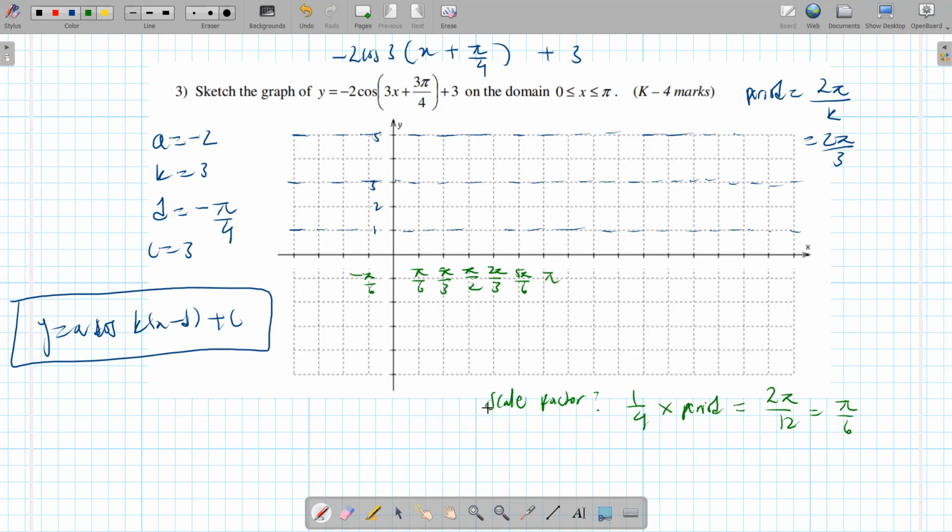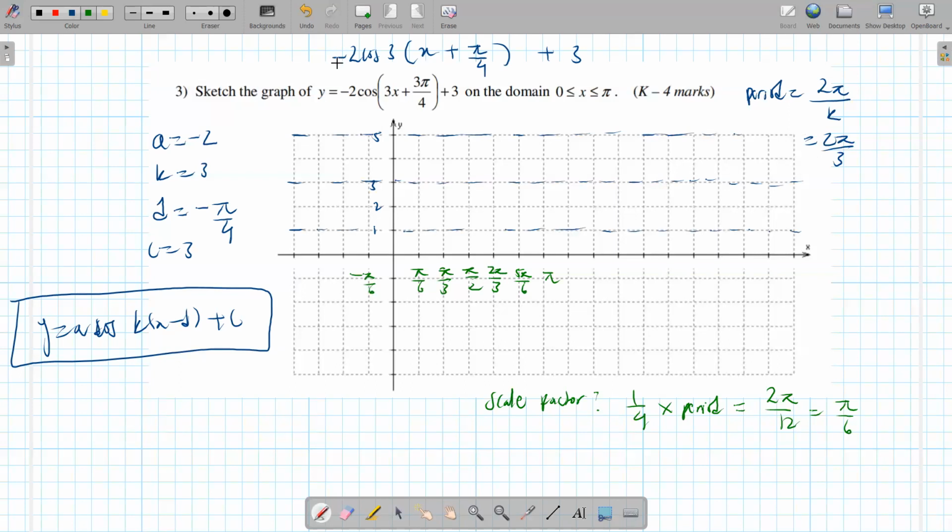Do you understand this? This is 2 pi over 6, 3 pi over 6. I just reduced it. Now where is our very first point? This is a cosine function, right? And it is a negative cosine function.